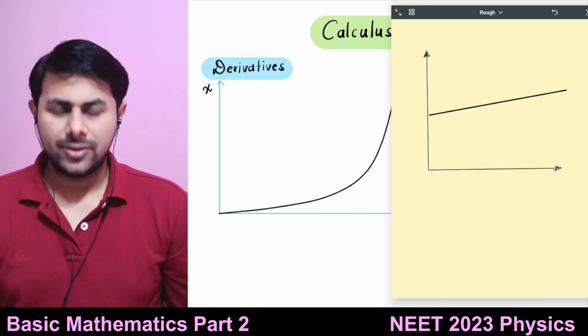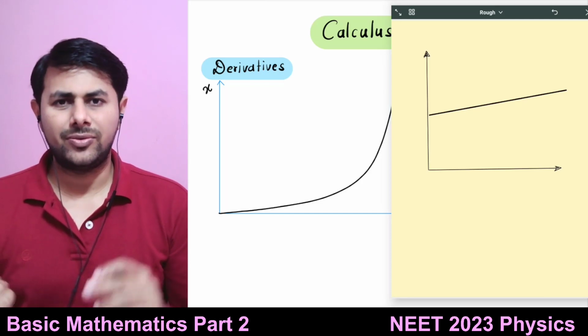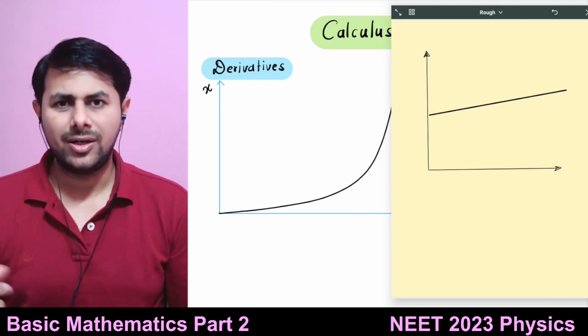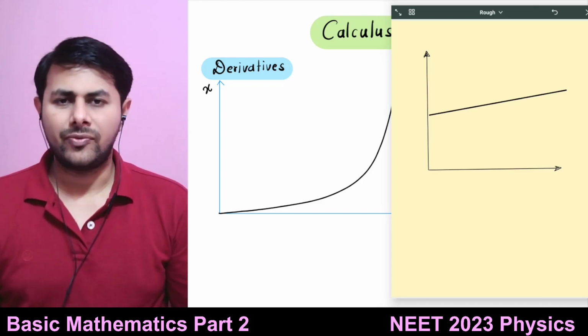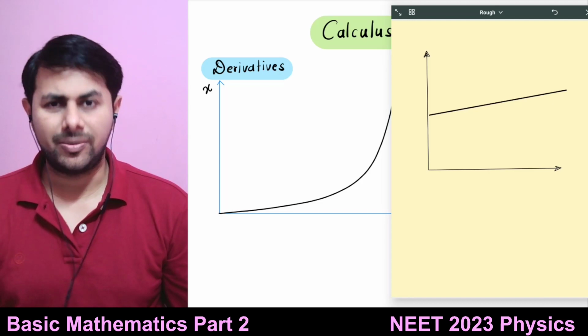So now let's understand derivatives. Okay, so now we know what functions are. It is a one-to-one relation between the input variable and output variable. And then what is a continuous function? The function whose graph can be drawn without lifting the pen.